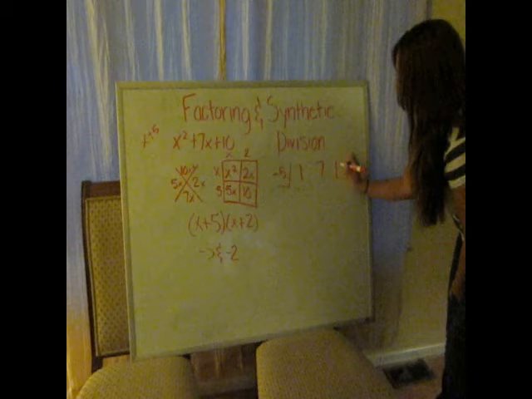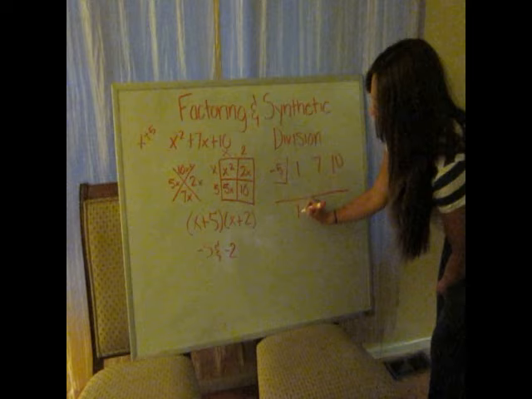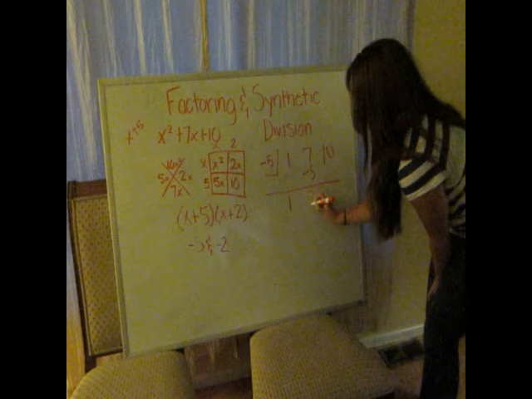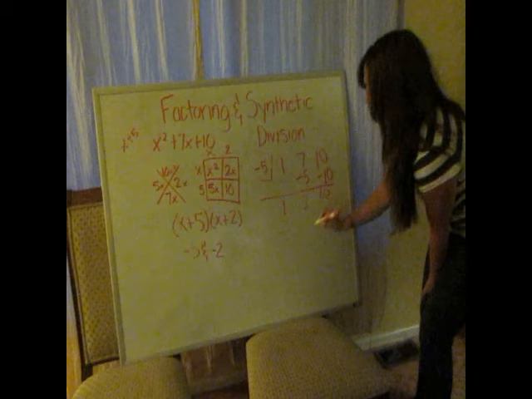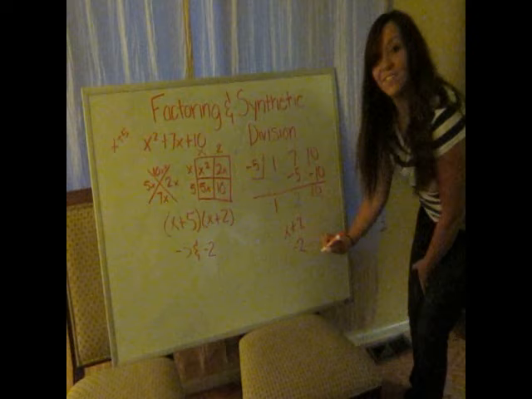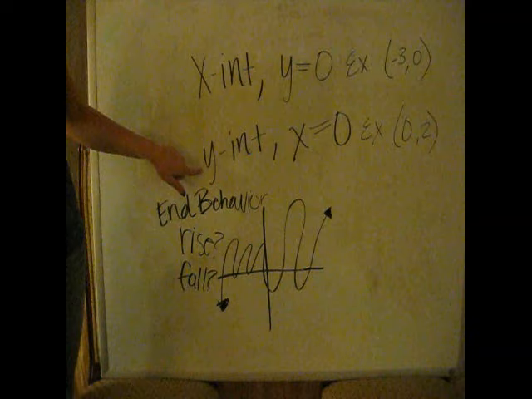From here, you bring this down, make a 1. 1 times negative 5 is negative 5. Add these two together, and you'll get 2. Then 2 times negative 5 is negative 10. You have a remainder of 0, and this is x plus 2, which gives you your other 0, negative 2. All x intercepts are found after factoring, and y intercepts are when x equals 0.